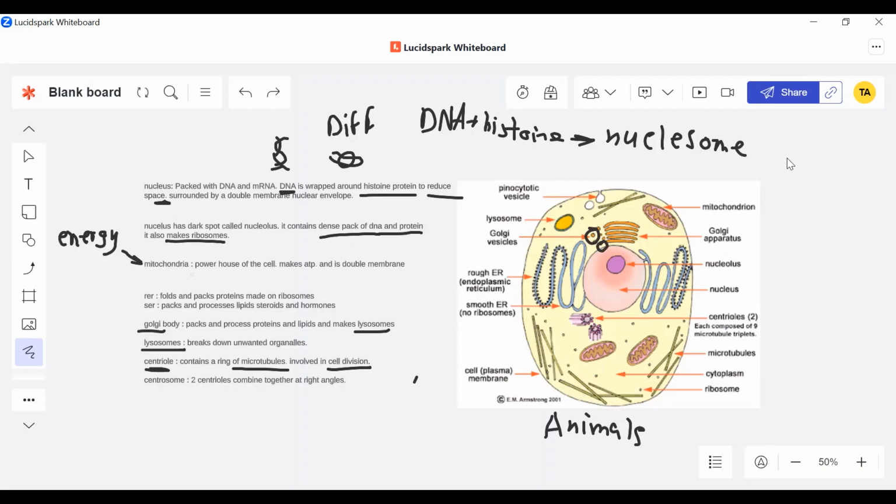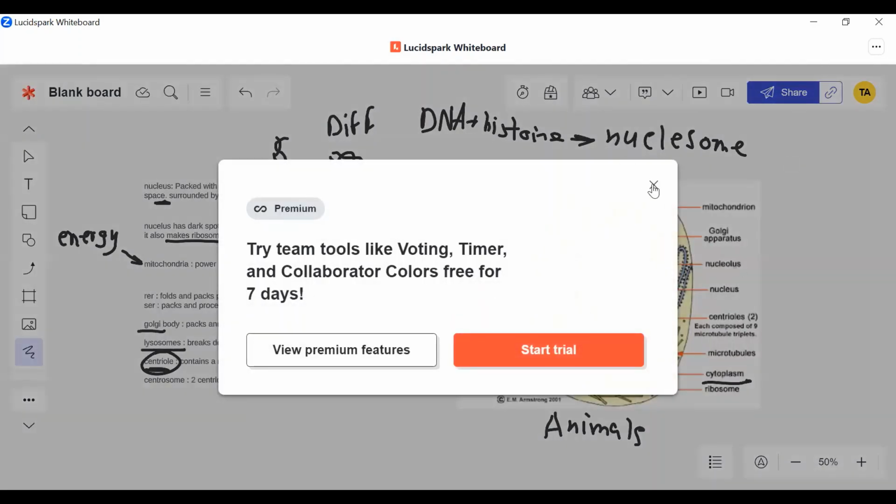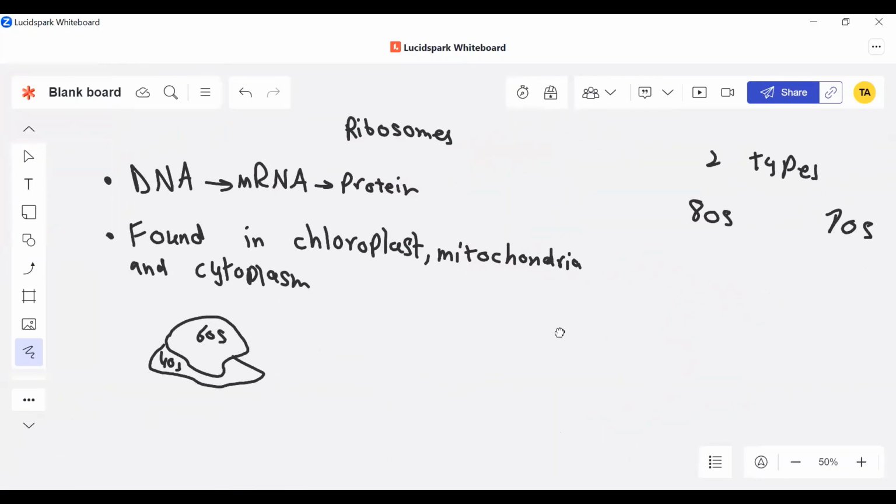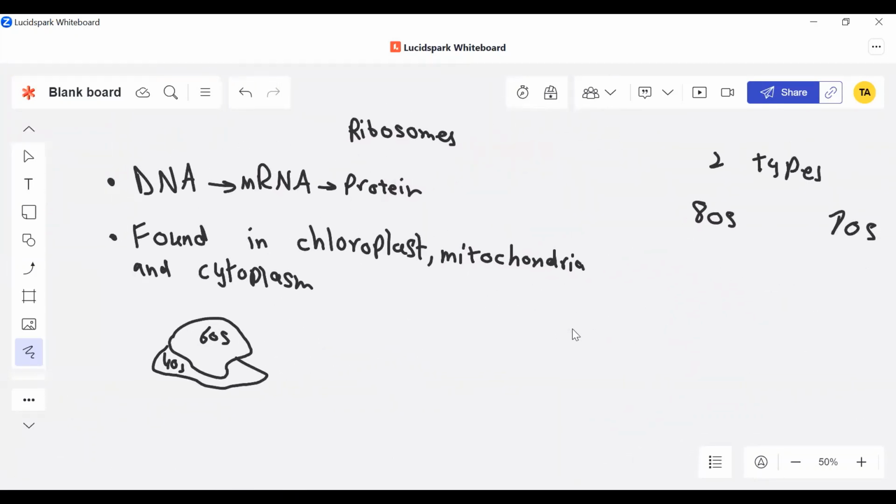Now, there are two important organelles that I want to talk about, the centriole and the ribosomes. So these dots that you see in the cytoplasm are called the ribosomes. Now, let's start with the ribosomes first. All right. So what are ribosomes? Ribosomes are proteins that convert mRNA or genetic material into proteins.